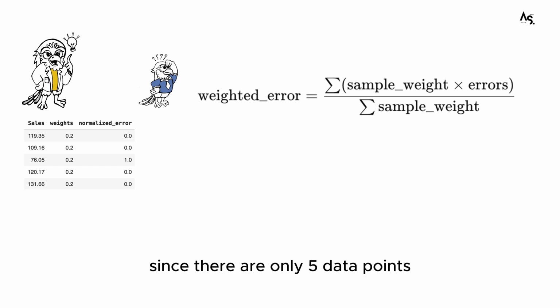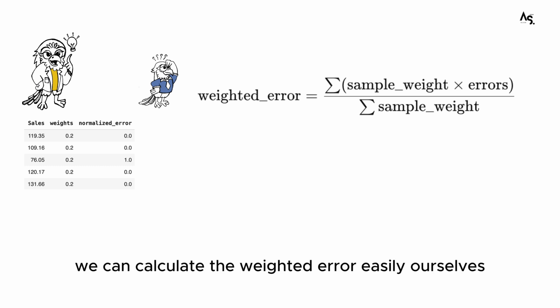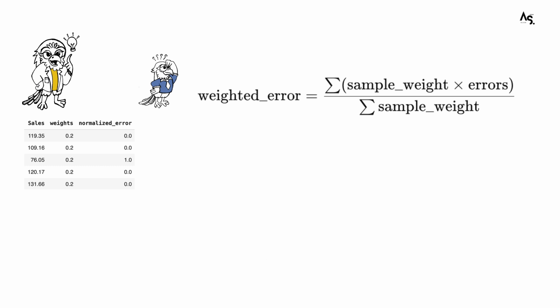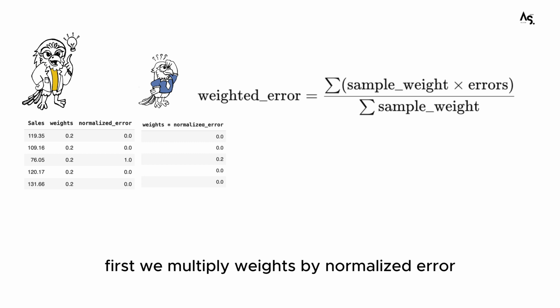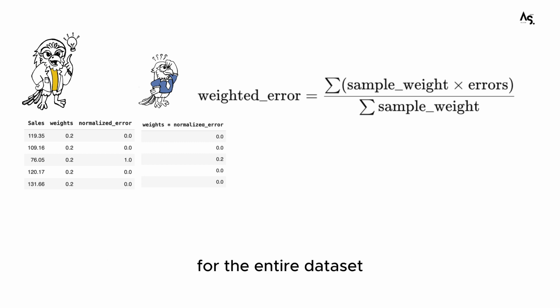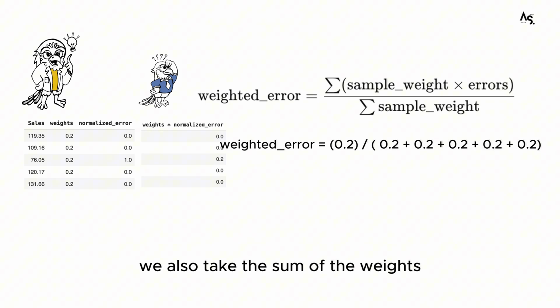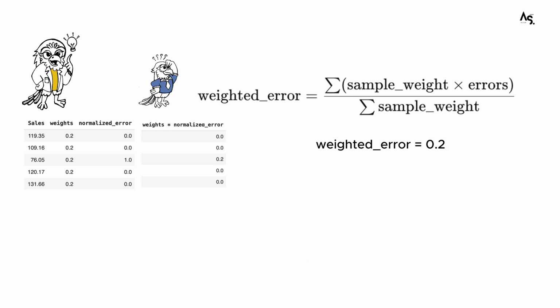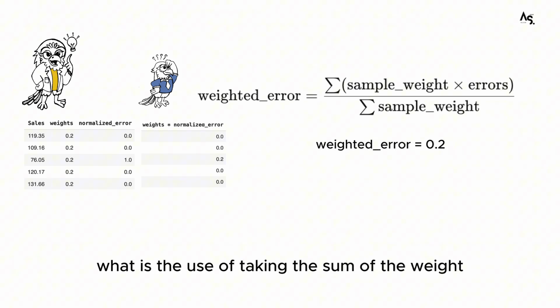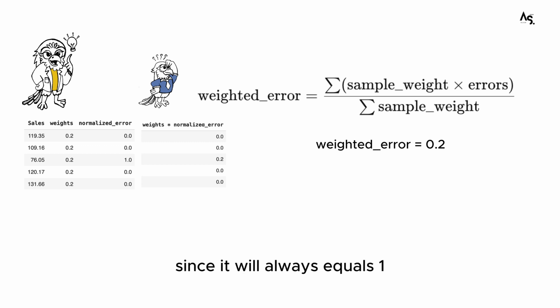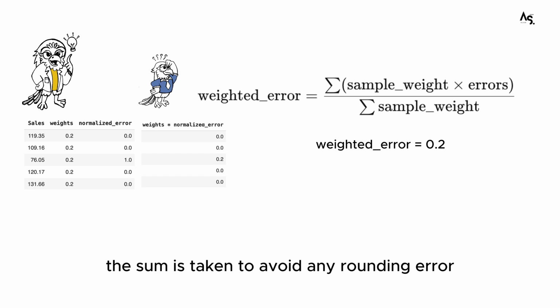Since there are only 5 data points, we can calculate the weighted error easily ourselves. First, we multiply weights by normalized error for the entire dataset. Then, we take the sum of these weighted errors. We also take the sum of the weights. Note, you must be wondering what is the use of taking the sum of the weights since it will always equal 1. The sum is taken to avoid any rounding error.